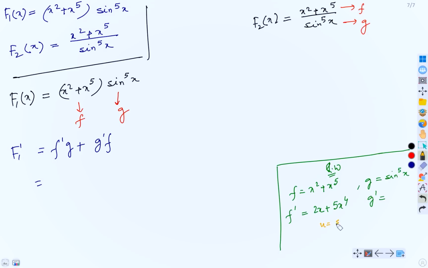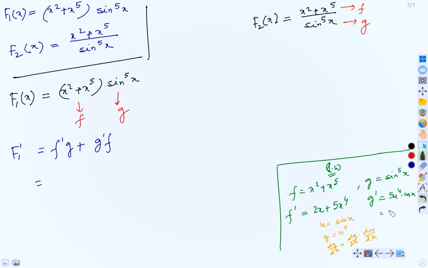Let u be sin x, so g is basically u^5. Therefore dg/dx is dg/du times du/dx. Evaluating with this strategy, dg/du is the differentiation of u^5, which is 5u^4, times du/dx. Our u is sin x, so du/dx is cosine x.